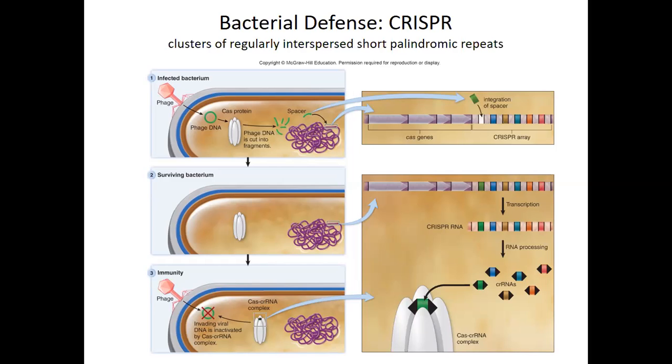Can you say what you said after it chops up the phage DNA? Yeah, so it chops up the phage DNA, and then a small segment of that phage DNA is added to the CRISPR array. So it's basically keeping a history of previous infections so it can identify future infections.